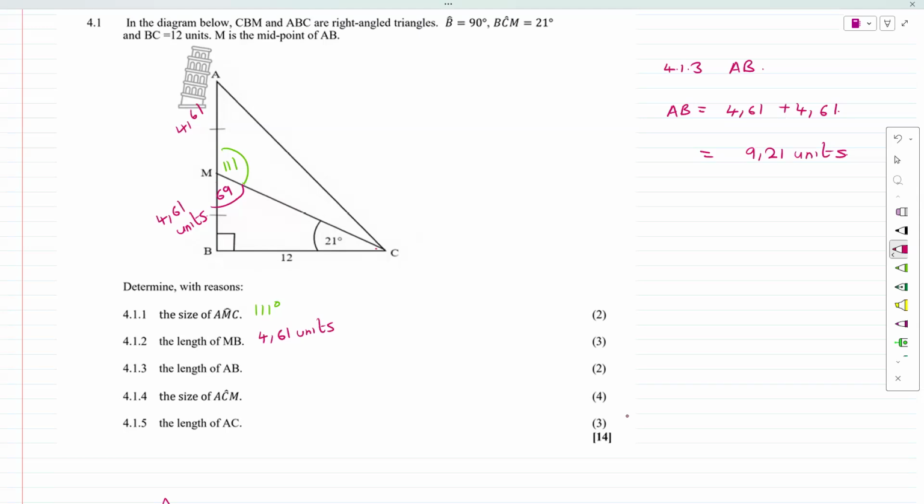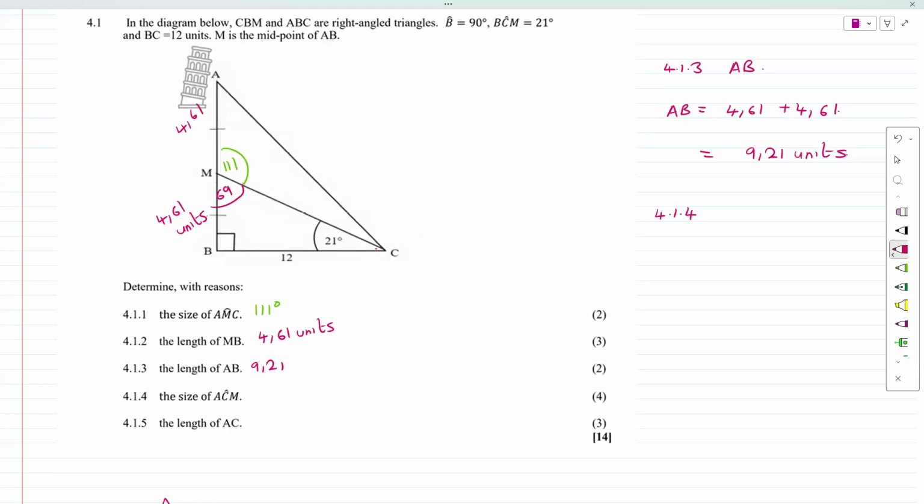So this is quite simple. AB is 9.21 units. The reason is AB is this entire line, and we can just add up. That's level 1. Next, 4.1.4.